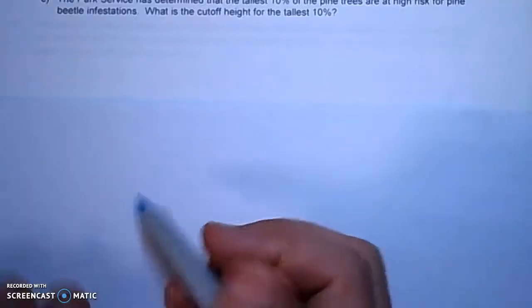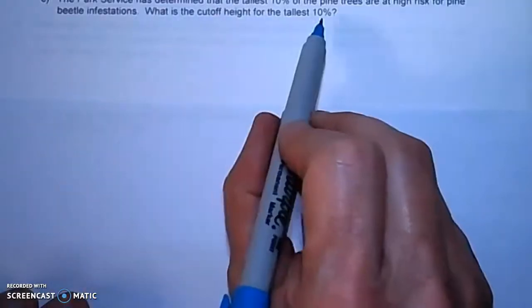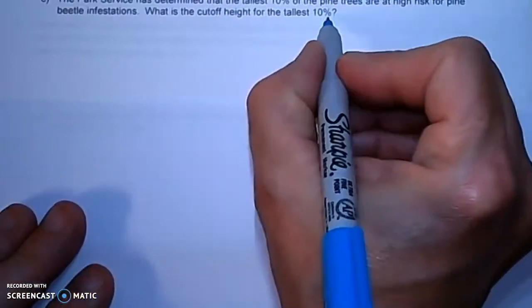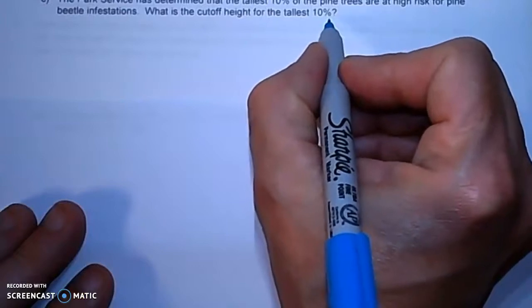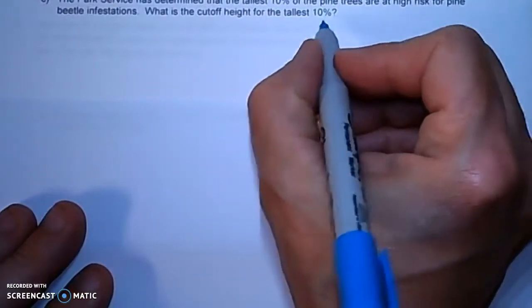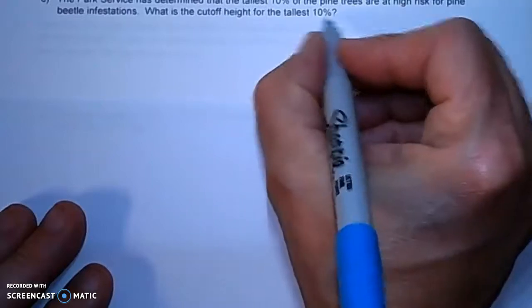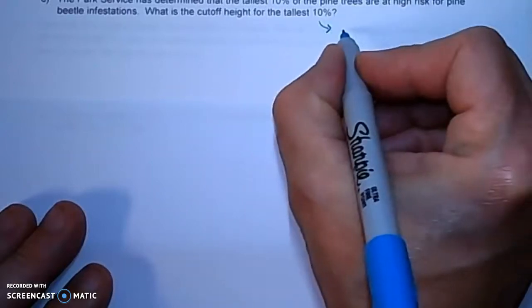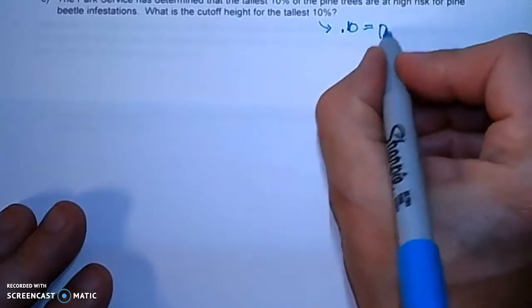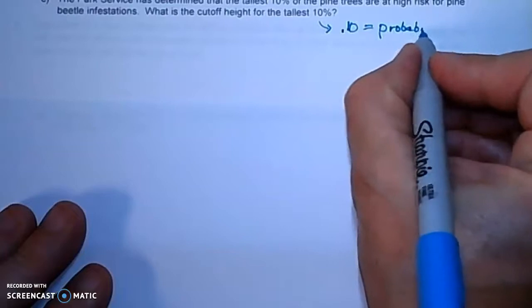For the next part of this question, we want to know the cutoff height for the tallest 10% of the pine trees. So in this one, they're giving us a percentage. Remember, if they give you a percentage, that's really the same as a probability or an area. You just need to change it to a decimal. So 10% changed to a decimal would be 0.10, and that means that that is our probability or our area.